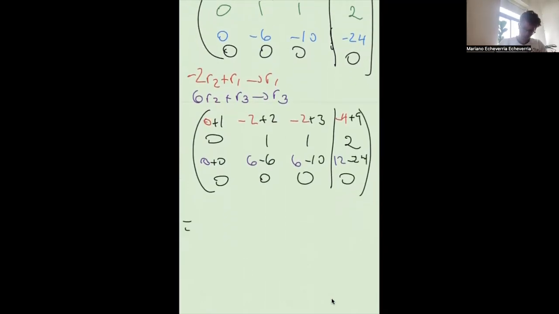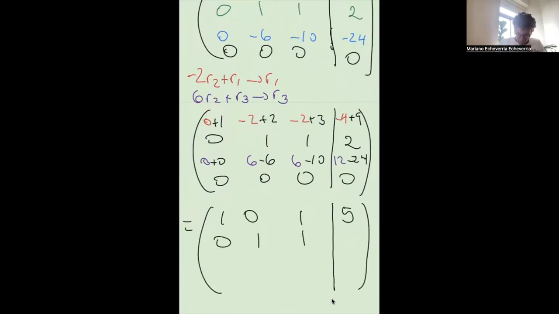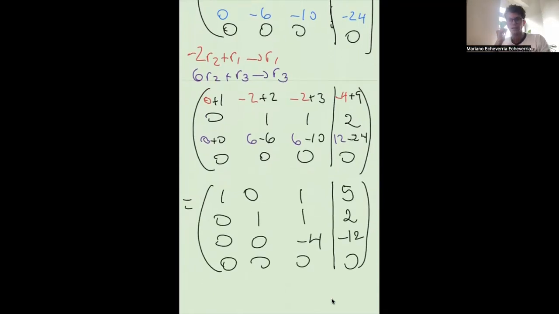Okay, so you get 1, 0, 1, then you get 5, then you get 0, 1, 1, 2, 0, 0, -4, -12, 0, 0, 0, 0, and we're almost there. We're almost done.